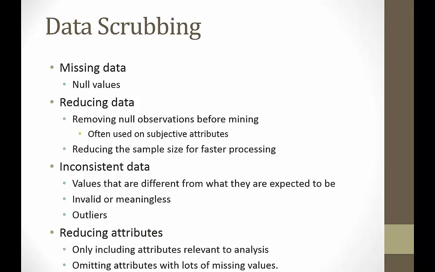Even in descriptive analysis, some variables may not be really meaningful in the descriptive data that you want to generate, in the graphs that you want to generate. Another way of reducing attributes is to omit or eliminate attributes with a lot of missing values, with a lot of null values.